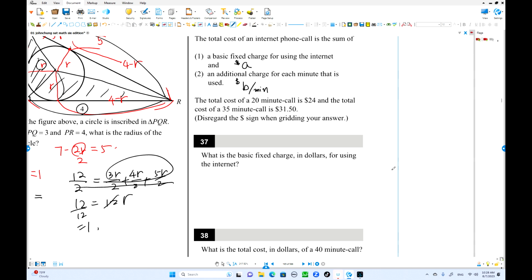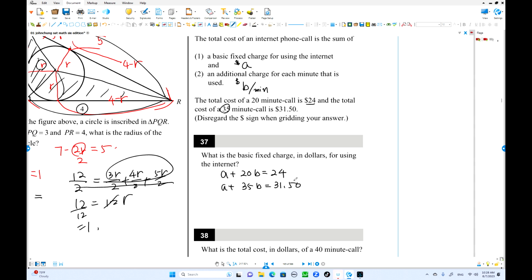So a 20 minute phone call is 24. You can set up this one. Fixed charge A plus 20 minutes. Each minute is B, so 20 times B. That costs $24. The second one is 35 minutes. So A plus 35B equals 31.50. Okay, we got 2 equations. It's a system of equations.